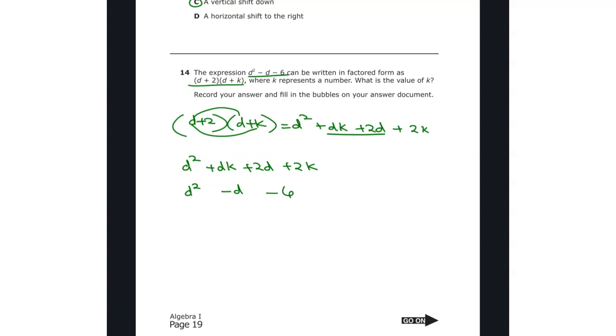So the simplest way to do this is to say 2k equal to negative 6. Divide both sides by 2, and you're going to have k equal to negative 3. So that's your value.